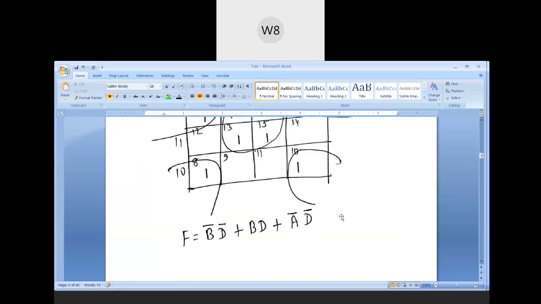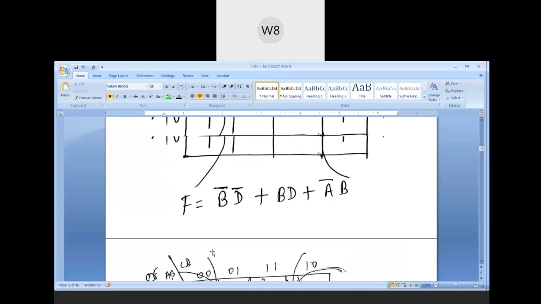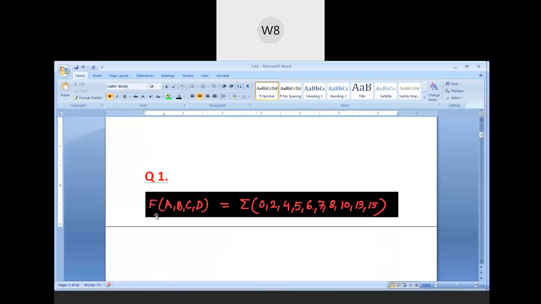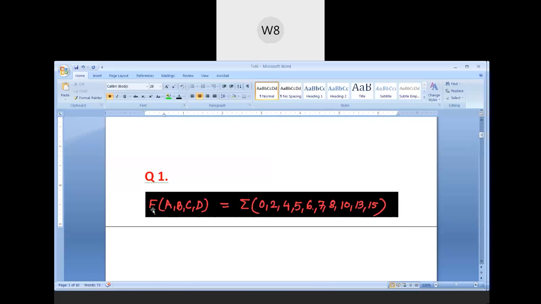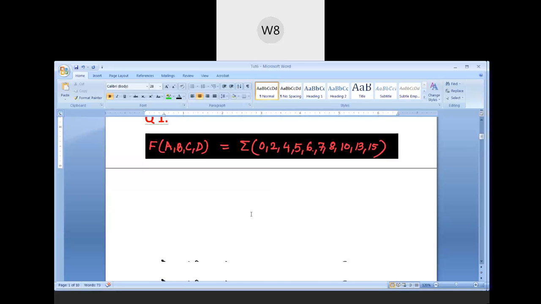So this function can be minimized in 2 different ways. For both the ways, there will be 3 terms in the final solution, each term containing 2 variables. So if we are given the function in this form, sum of min terms, then the simplification is easy. We can very easily fill the table. So either if we are given the function in the complete table form or in the form of sum of min terms, then the next step can be done easily.